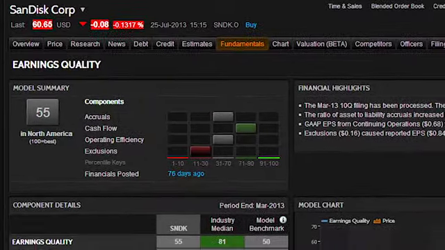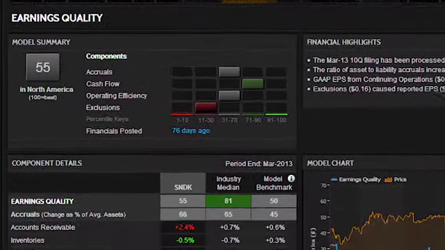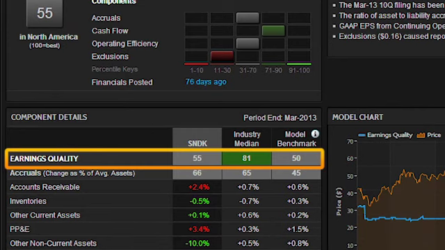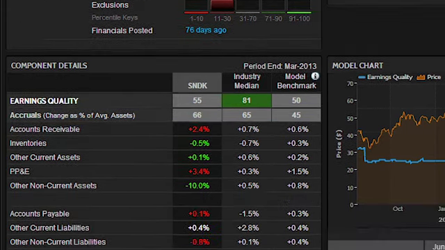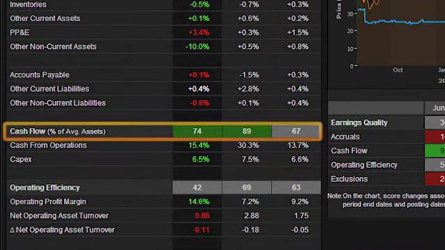Next, let's look at quality and credit risk models. Earnings quality considers the sustainability of a company's earnings. Are they more likely to persist or fade away? The accruals component looks to see if earnings are propped up by early revenue recognition or deferred expenses. Cash is king, and the cash flow component looks for solid, reliable, free cash flow to back up earnings.